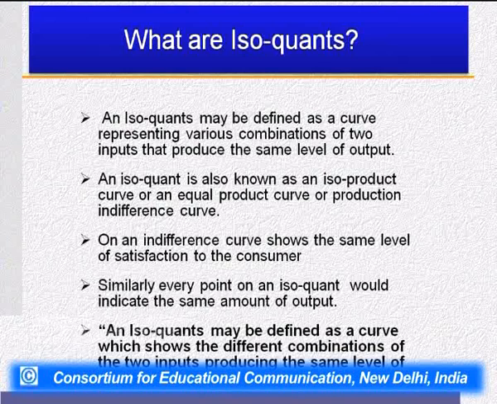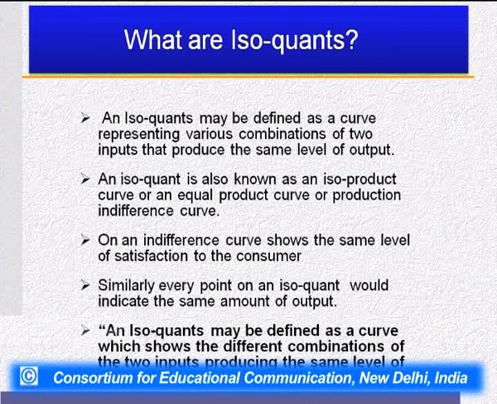Earlier, in the indifference curve analysis, an indifference curve was defined as a curve representing various combinations of two commodities that produce the same level of utility. This is the difference between an indifference curve and an iso product curve. An isoquant may be defined as a curve representing various combinations of two inputs that produce the same level of output. An isoquant is also known as an iso product curve, an equal product curve, or a production indifference curve.